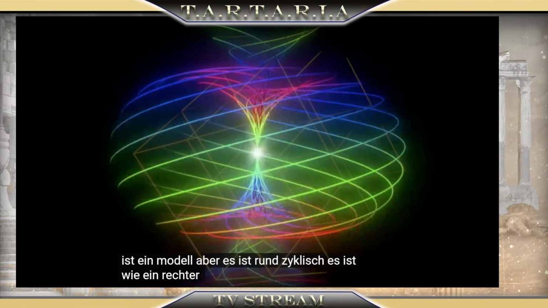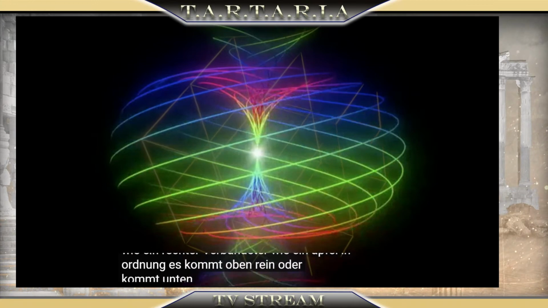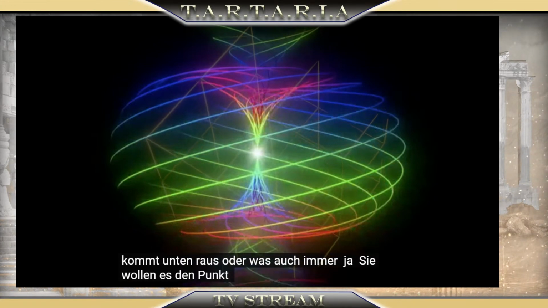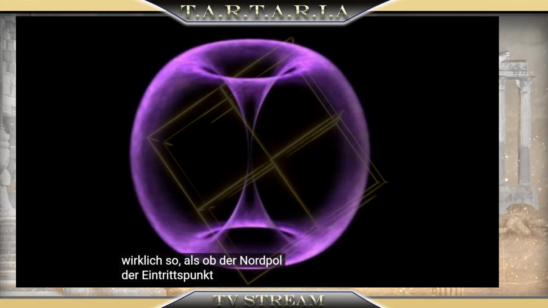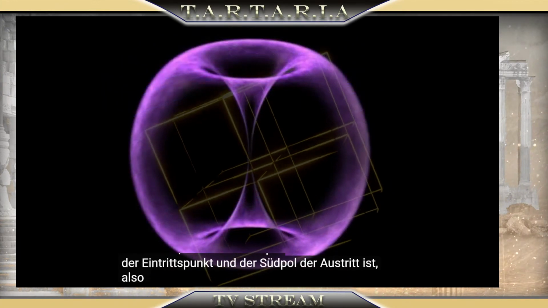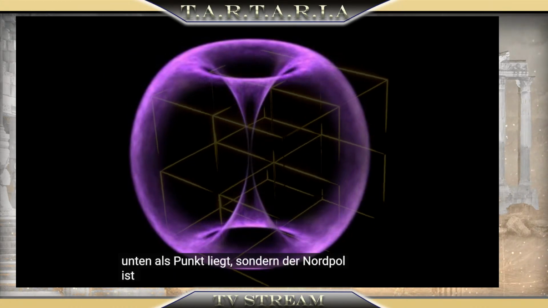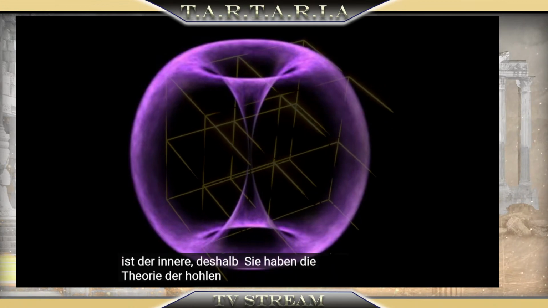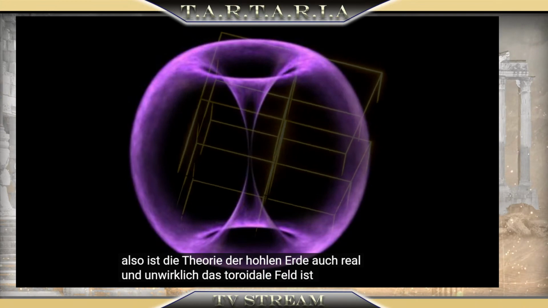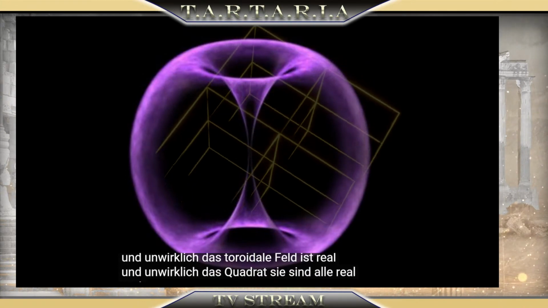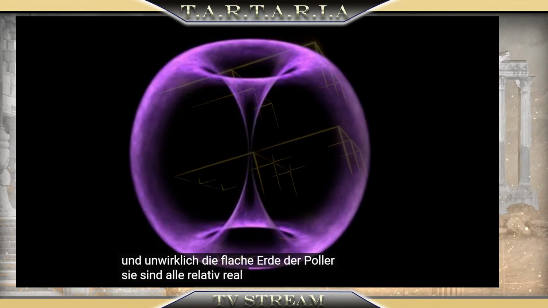It's like an apple, right? It comes in at the top and comes out at the bottom, or whatever you want to call it. The point is, it's really like the North Pole is the point of entry, and the South Pole is the exit. So not really an exit at the bottom as a point, but the North Pole is the inner. That's why you have the hollow Earth theory. So the hollow Earth theory is also real and unreal. The toroidal field is real and unreal. The square Earth, they're all real and unreal. The flat Earth, the ball Earth, they're all relatively real.